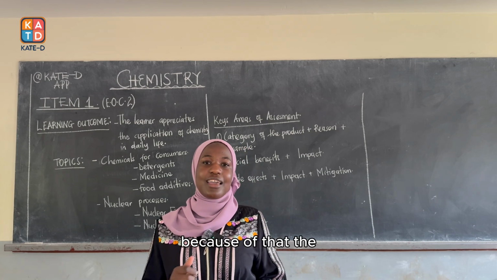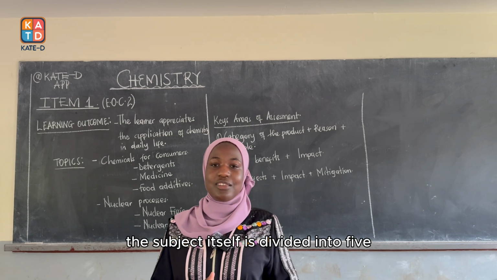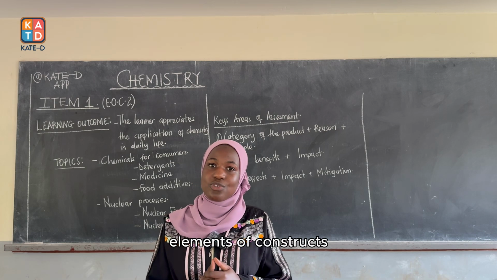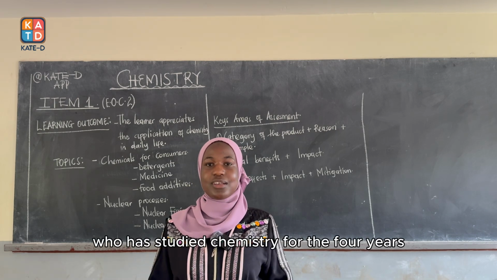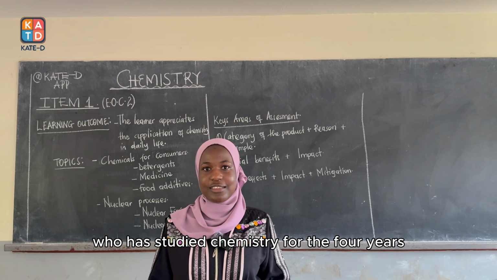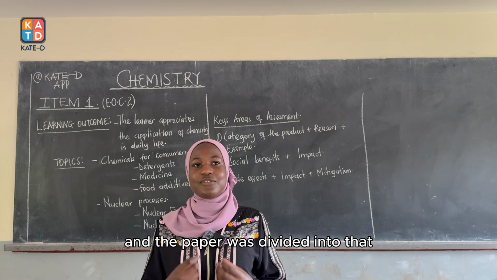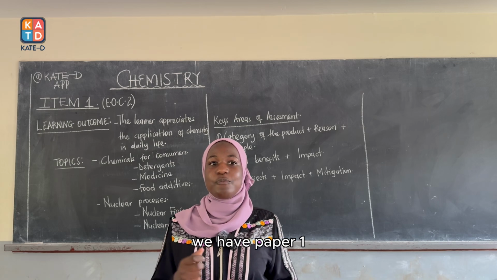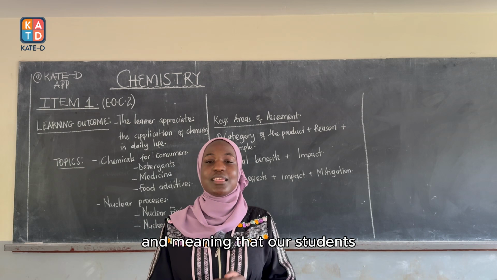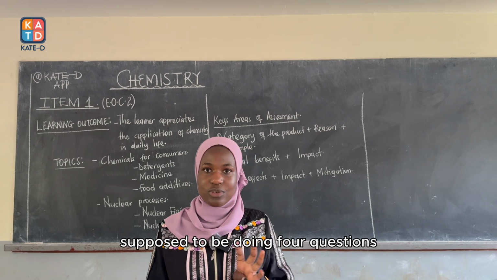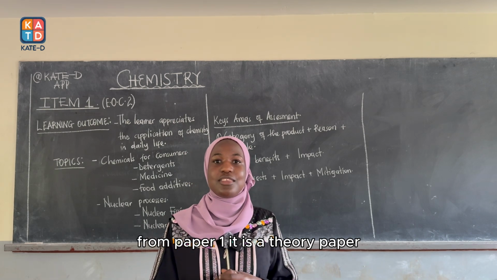Because of that, the subject itself is divided into 5 elements of constructs, which could be the characteristics of the student who has studied chemistry for 4 years. And the paper was divided into that. We have paper 1, which takes only 4 elements of constructs, meaning that the student is supposed to do 4 questions from paper 1. It is a theory paper.